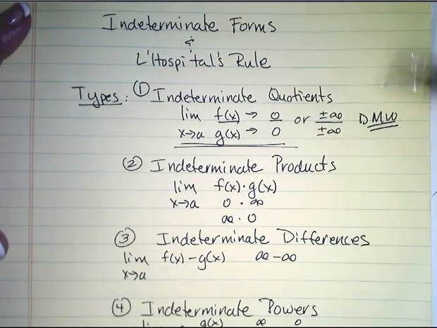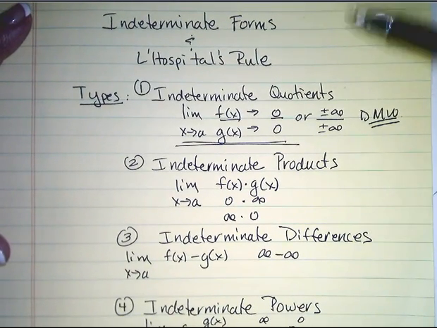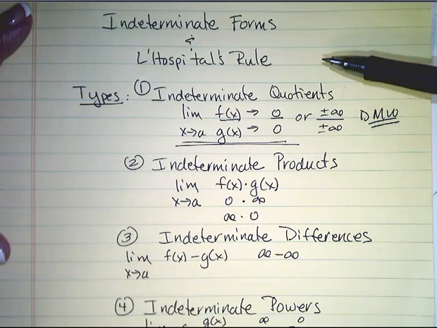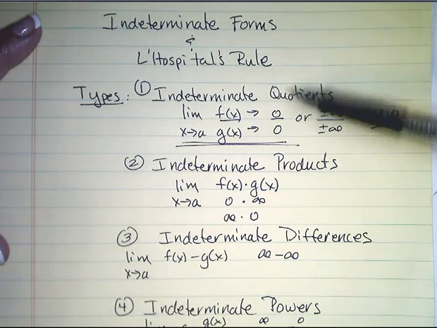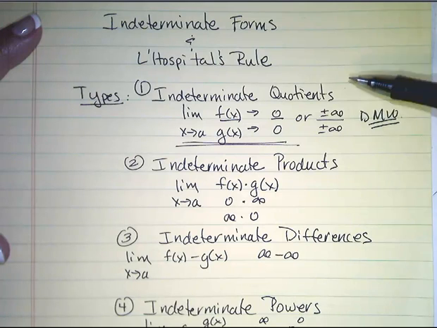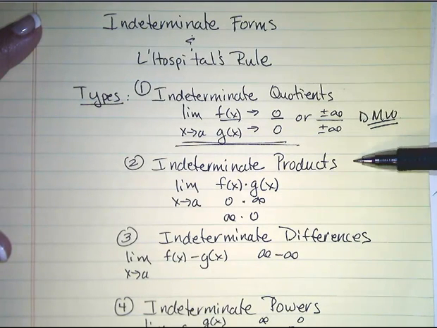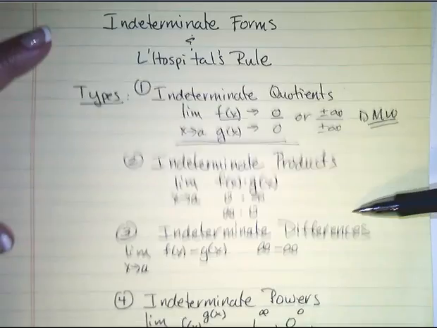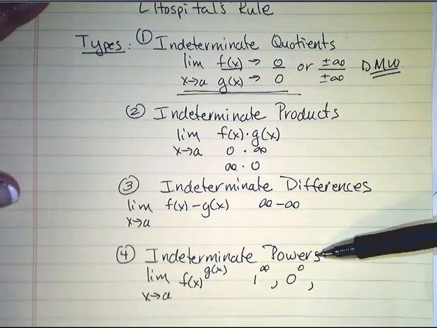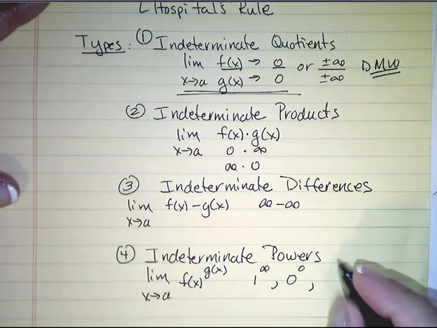This is going to be a series of 4 videos where we explore indeterminate forms and L'Hopital's rule. There are 4 different types of indeterminate forms: indeterminate quotients, indeterminate products, indeterminate differences, and indeterminate powers.